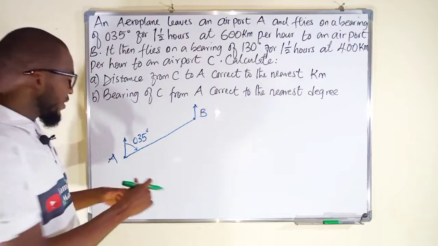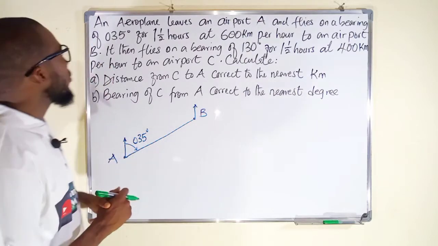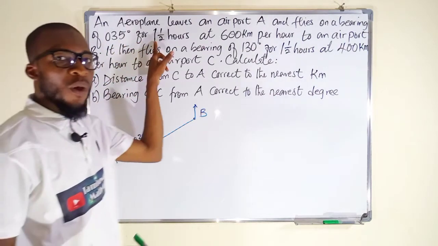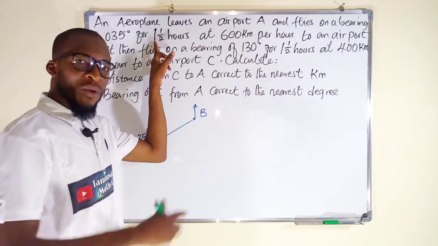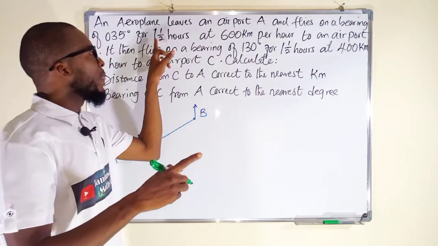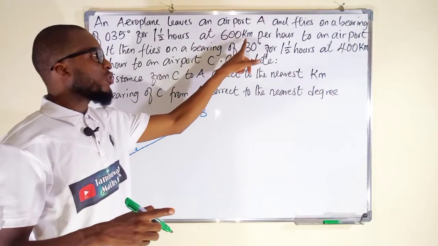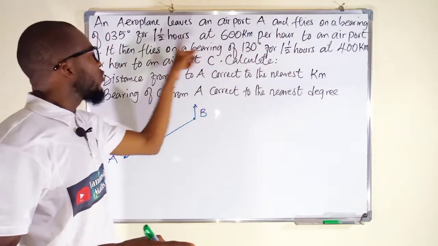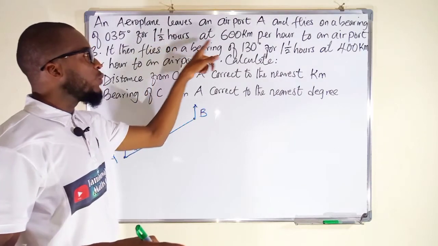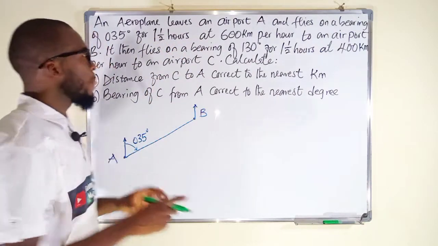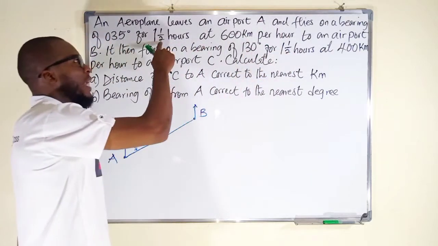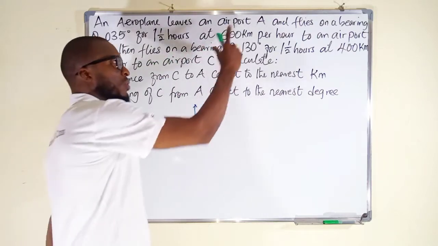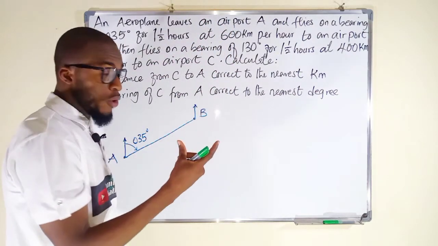So now let us find the distance from A to B. You can see from the question, it says that this aeroplane was moving for 1.5 hours. But for every 1 hour, look at the 600 kilometers per hour. It covers 600 kilometers per hour. So for 1.5 hours, it will cover 900 kilometers, because 600 for 1 hour and half an hour will cover half of this. Half of this is 300. Together with this 600, we have 900.